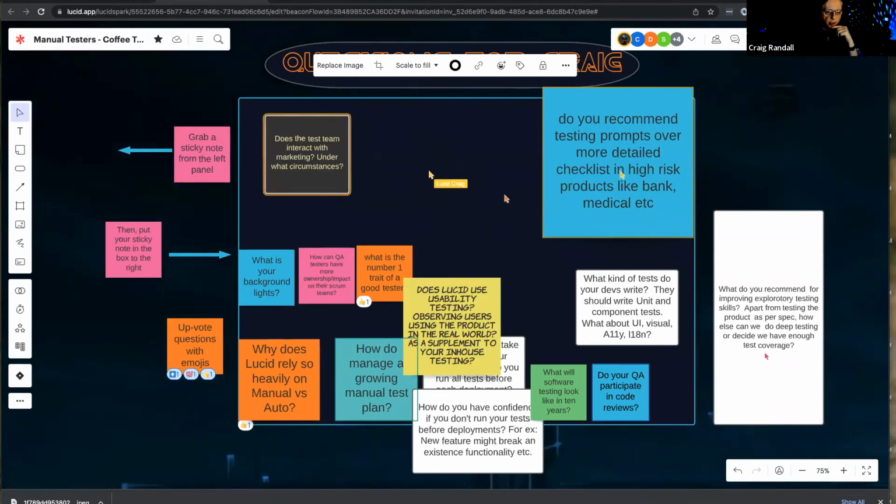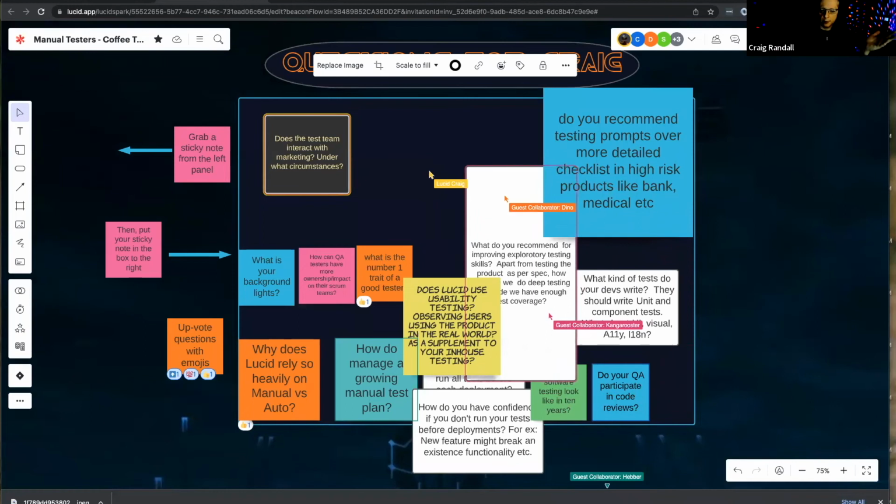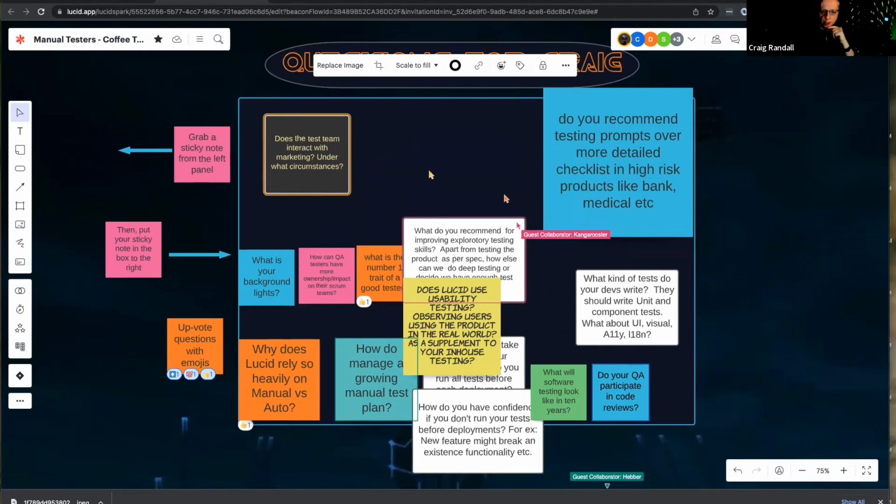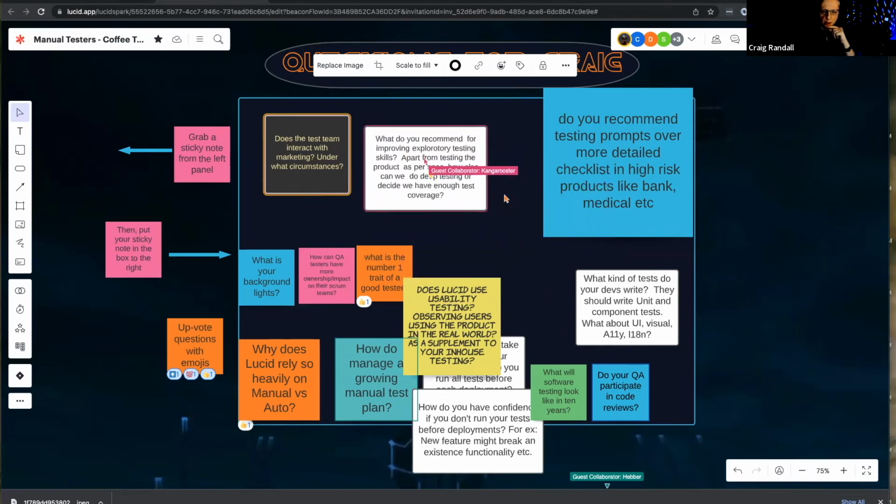Does the test team interact with marketing? Under what circumstances? We interact with marketing in the sense that marketing is building websites to advertise the various products and features, and we help them test to make sure that those website pages are working correctly, their links are working correctly. We do some quick verification with them on that. But that's predominantly the way in which we work with them.